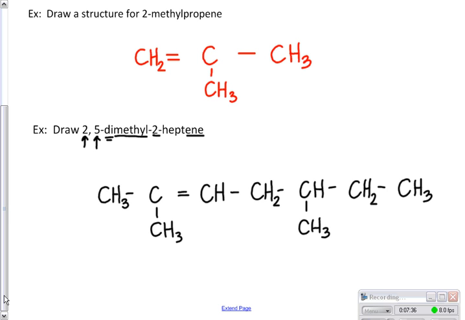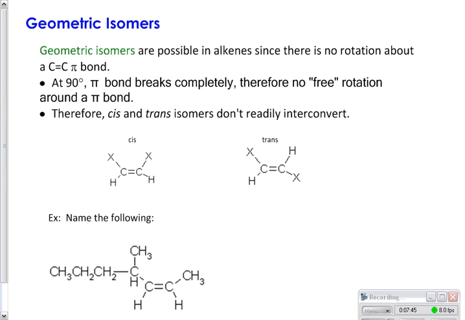Now you might have noticed we skipped one problem in your notes, and that's because I'm going to come back to it in just a moment. The reason we skipped that problem is because it relates to something we're talking about now, which is called geometric isomers. And a geometric isomer is possible only in alkenes, so only in compounds that have double bonds, because you cannot rotate around a double bond. And I can show you this in class.